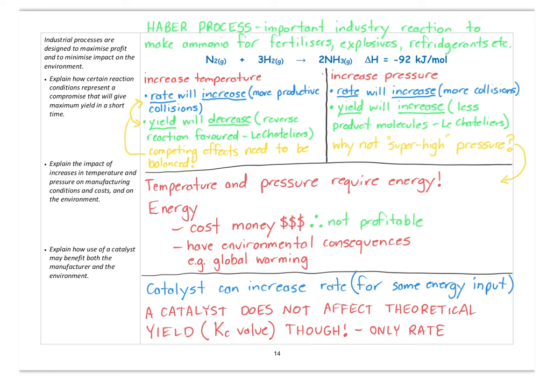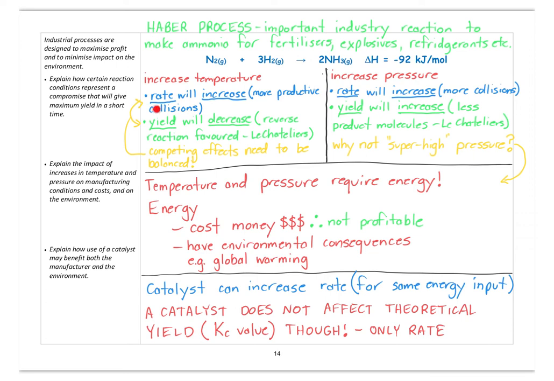So let's take a typical process, the Haber process. It's an important industry reaction to make ammonia that's then used to make fertilizers, explosives, refrigerants, and lots of other things. So we give that by the reaction here. Nitrogen plus hydrogen gas goes to ammonia, NH3, and it's an exothermic process. It gives off heat.